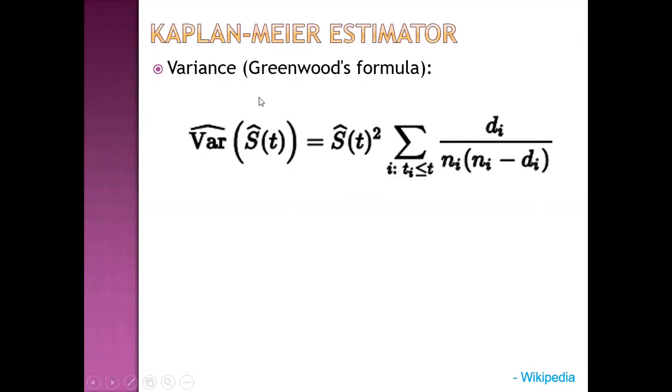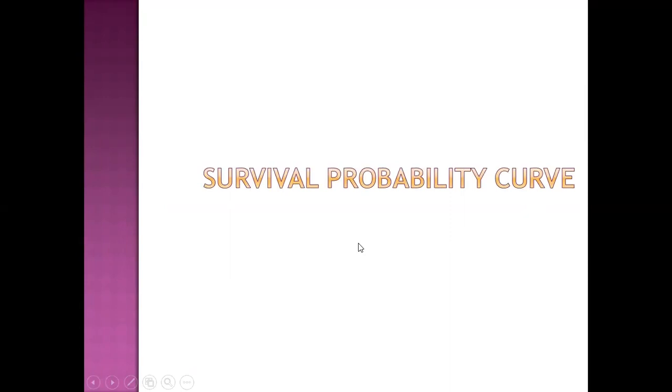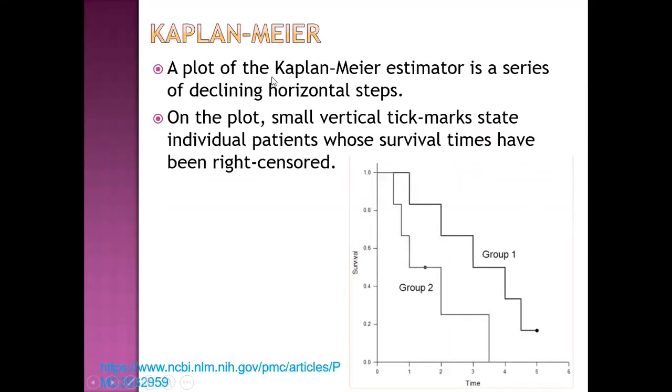Variance: there are a few different methods to calculate the variance of the Kaplan Meier estimator, and one of the common methods used is Greenwood's formula, and this is the formula I have taken from this site. Then the survival probability curve. A plot of the Kaplan Meier estimator is a series of declining horizontal steps like these. This is of group 1, this is of group 2. On the plot, small vertical tick marks show individual patients whose survival times have been right censored. Sometimes there are tick marks on this curve. I have taken this figure from this article.